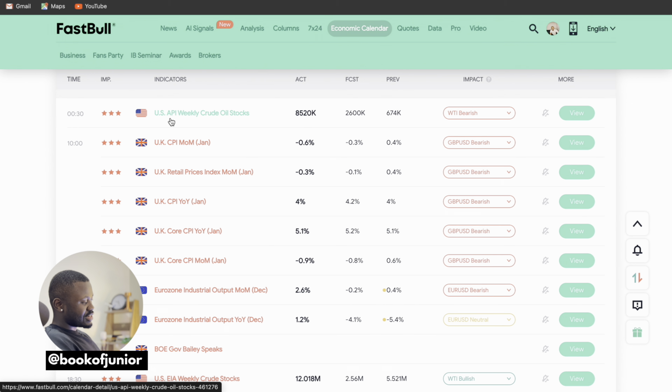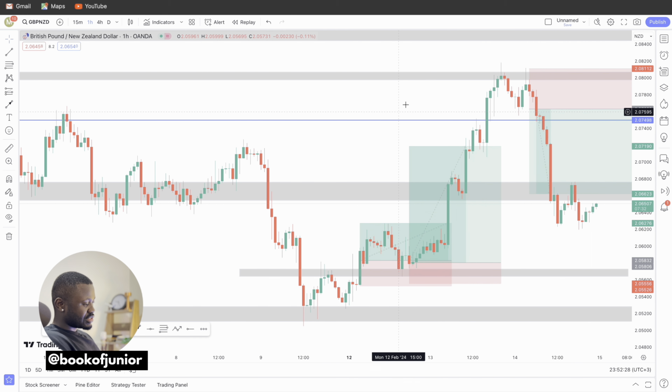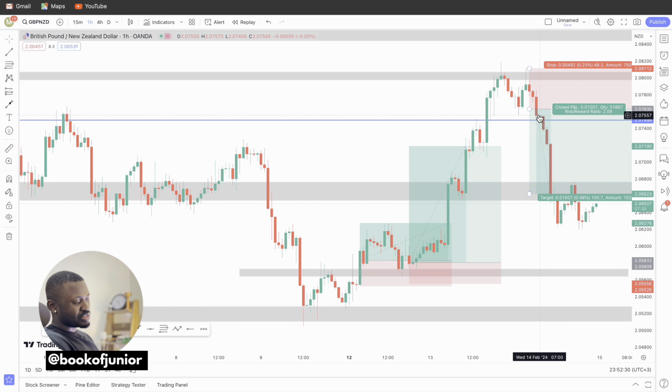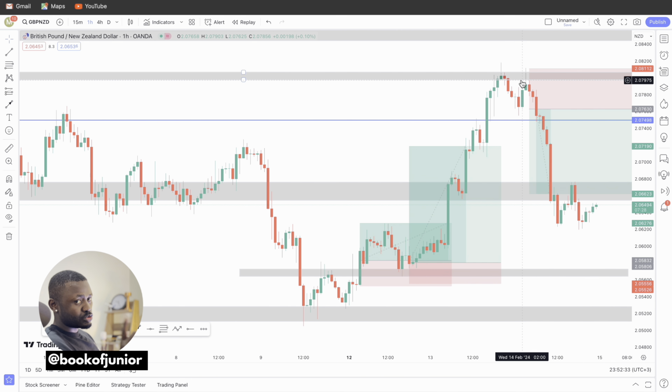You can see we had US EIA weekly crude oil stocks, and yes, these affected the markets. When you look at GBP/NZD, price dropped. You see, price has been dropping since morning, respecting our Forex pattern, which we are coming to.